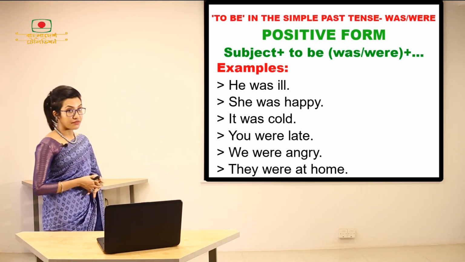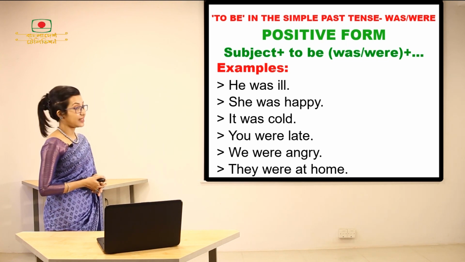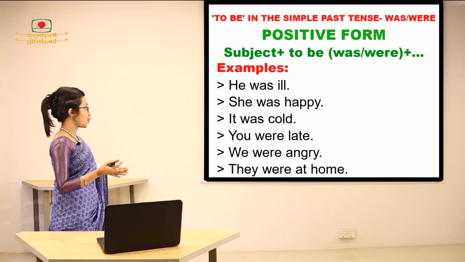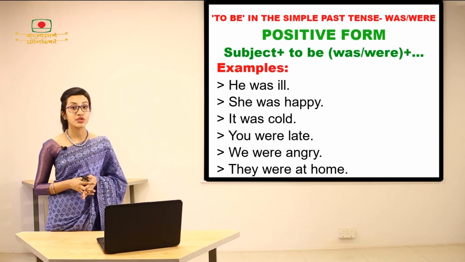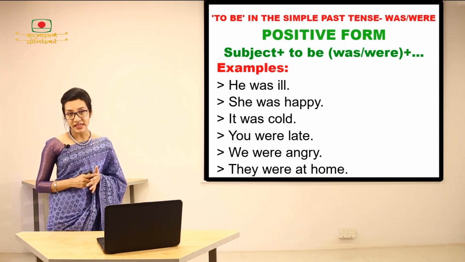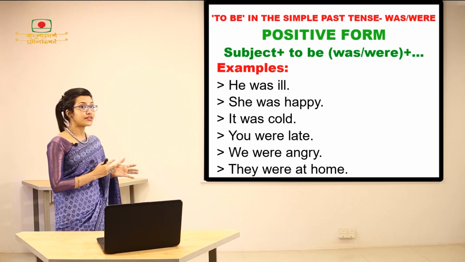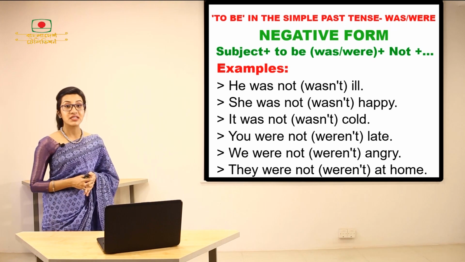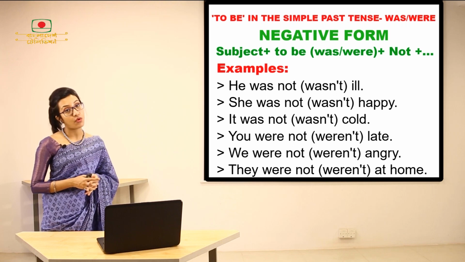There are some examples given here. He was ill, she was happy, it was cold, you were late, we were angry, they were at home. In all these cases, what have we done? We have used was with I, he, it and she. In all other cases, we have used were as the to be verb. When we make it negative, we are going to use not after the to be verb was or were.